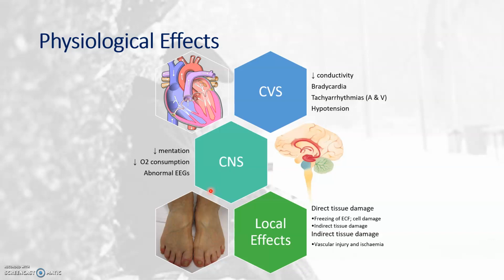Local effects are due to freezing of the extracellular fluid, due to disruption of tissues due to ice crystal formation, intracellular damage, and then indirect tissue damage from vascular and ischemic injuries. These patients often present with cold, ischemic peripheries and often develop severe pain and swelling on rewarming.